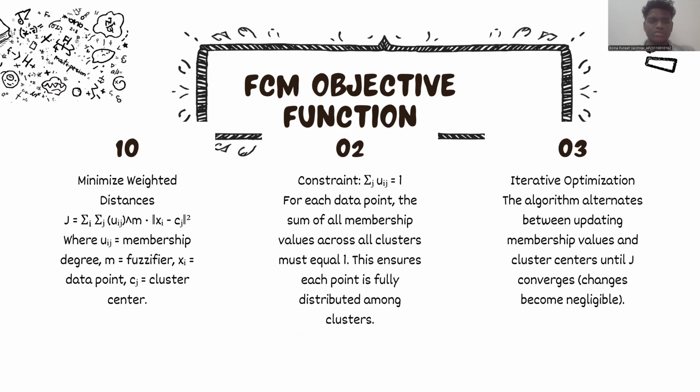Objective function. The main goal of FCM is to minimize the objective function. J equals summation of Uij raised to m multiplied by the square of the distance between xi and cj. This ensures that the points closer to the cluster have higher influence.